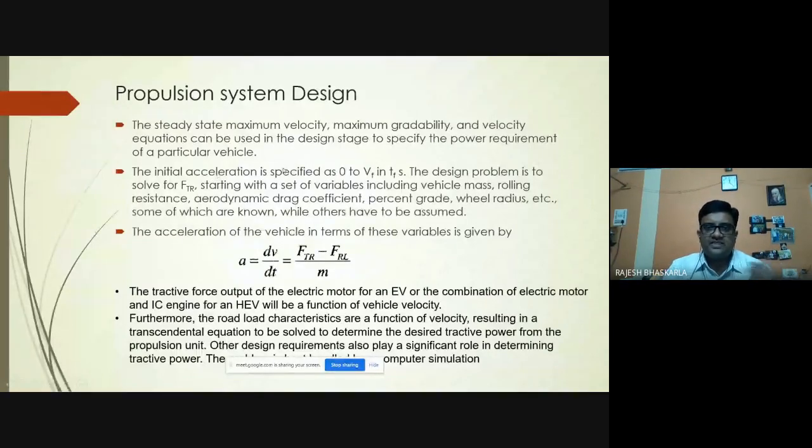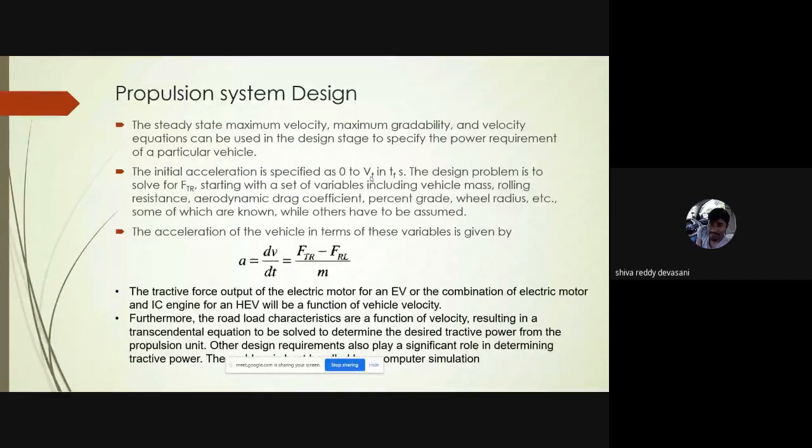Generally, pickup means here we consider within how many seconds it can move from 0 to VF, or the acceleration. Within 6 seconds, what is the acceleration of the vehicle? Okay, what is the fastest running animal? Anyone can say? Cheetah.